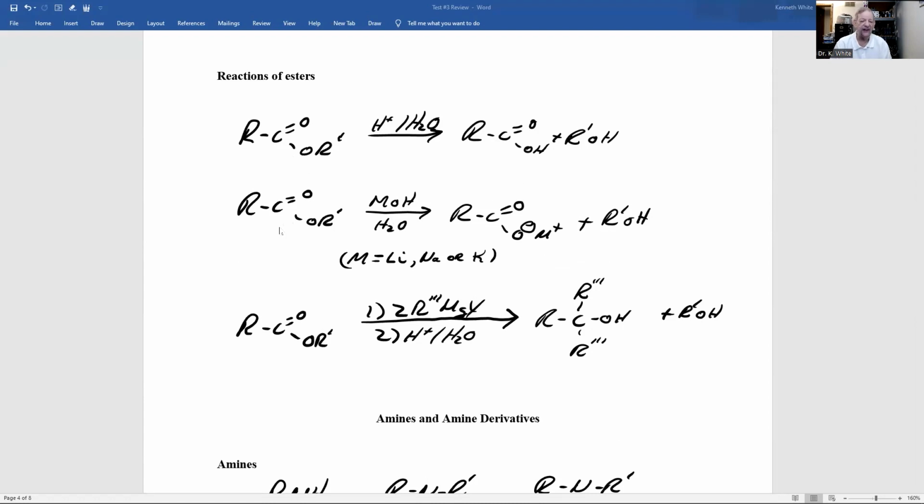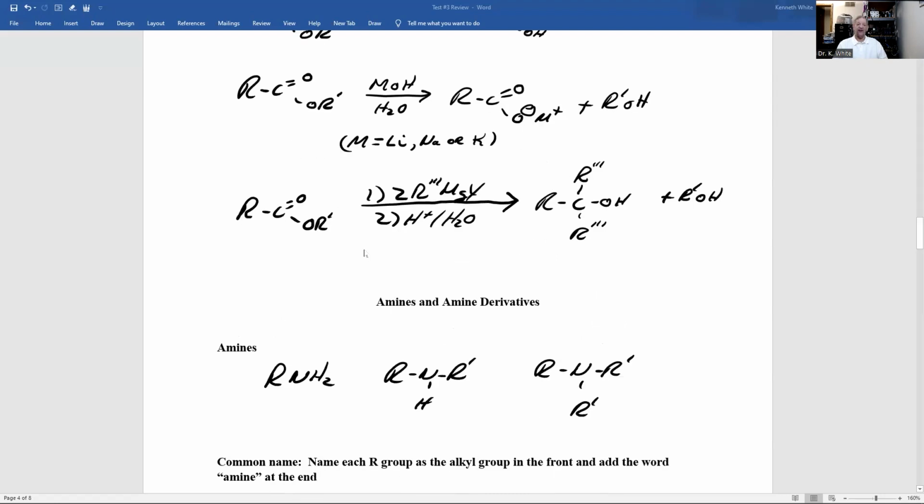Now, if you take an ester and react it in base and water, the base can be lithium, sodium, or potassium hydroxide. There are other ones, but I'll stick to this. You get not the carboxylic acid you would have used to make that ester, but in the presence of base, the carboxylic acid you would have gotten reacts to give the carboxylate anion. But you also get the alcohol you would have used to make that ester.